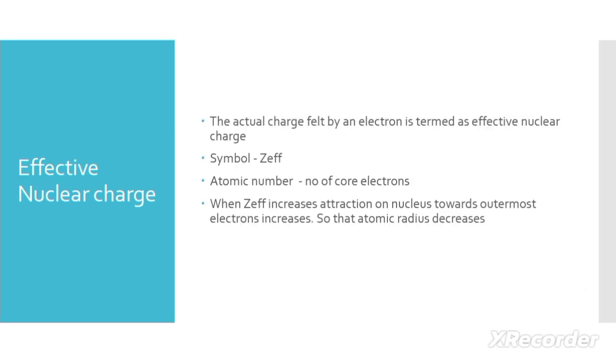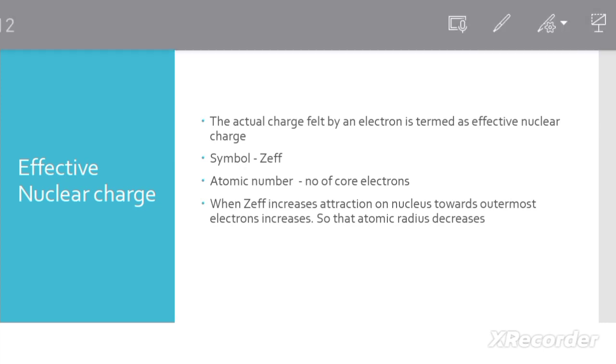Next factor is effective nuclear charge. Effective nuclear charge is the actual charge felt by electrons in an atom, right? We symbolize it by Zeff. There is an equation to find the effective nuclear charge. When the atomic number of an atom is reduced by the number of core electrons, we can find the effective nuclear charge. We will take lithium as an example.